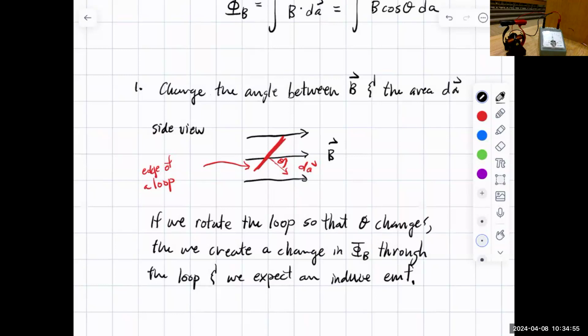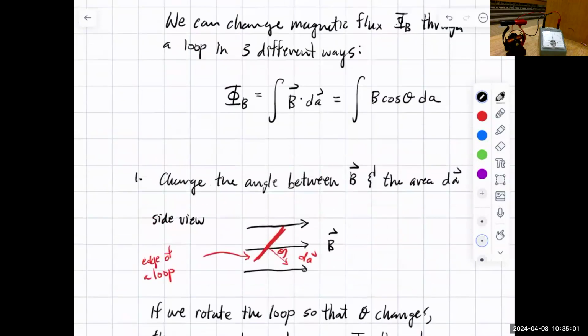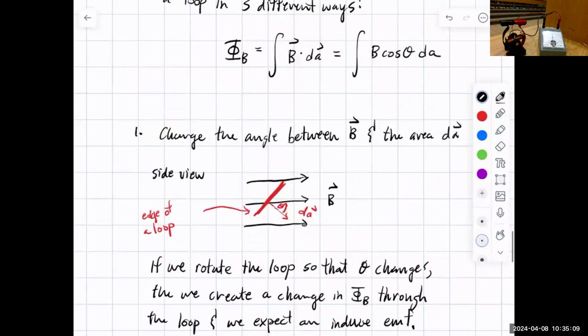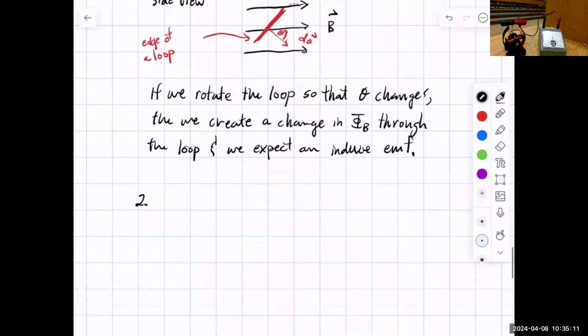All right, so that's changing the angle. What's another way we could change the flux? The flux involves magnetic field, the angle we've already dealt with, and an area. What's another way we could change the flux? Yes, change the strength of the magnetic field.